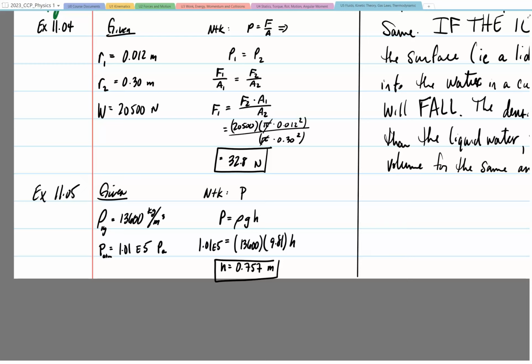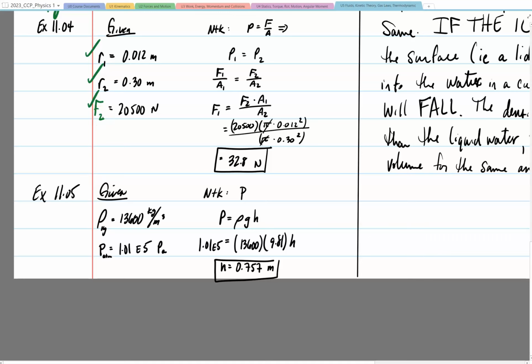And the circular areas are given to us as radius 1 and radius 2. The car is placed on the larger piston, and the combined weight of the car and the piston is 20,500 newtons. So that's given to us. It's on the larger one, so we may label that as weight 2 if that helps. Or better yet, we might even call this force 2 instead of weight. We'll just call it force.